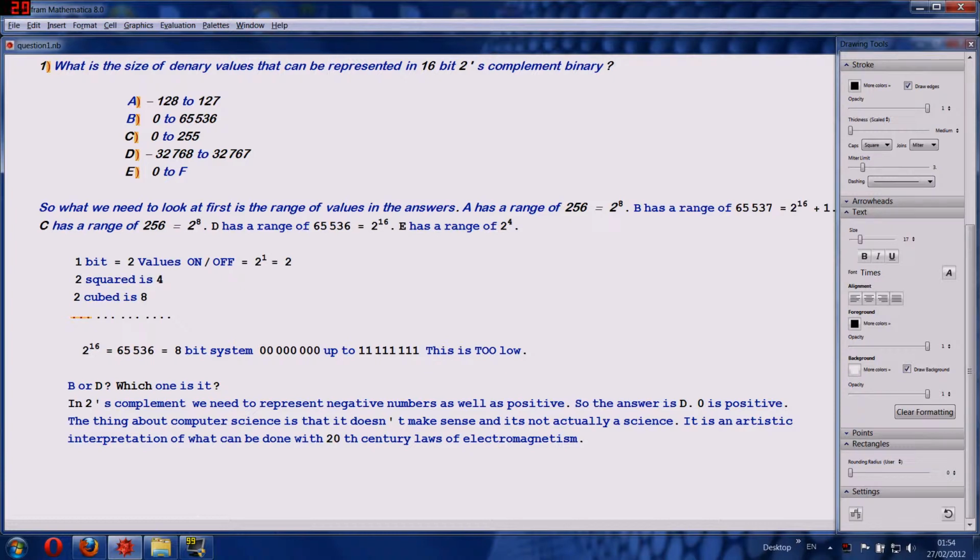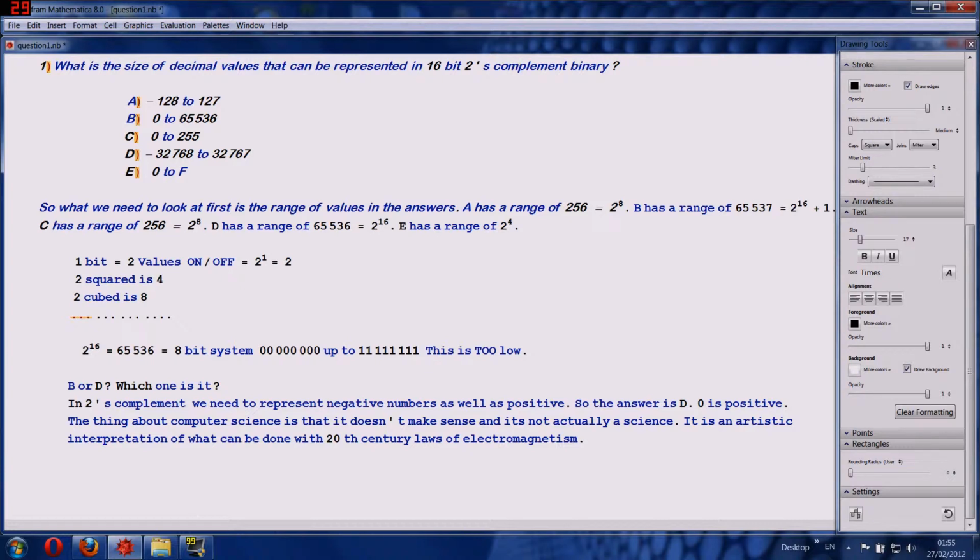So the question is, what is the size of denary values that can be represented in 16-bit 2's complement binary? Now, denary, that word just means decimal. So we've got A, minus 128 to 127, B, 0 to 65,536, C is 0 to 255, D is minus 32768 to 32767, E is 0 to F. So we need to look up first the range of values in the answers.